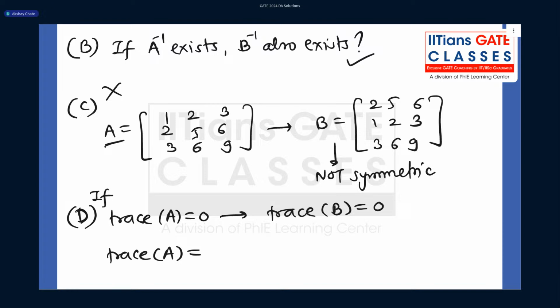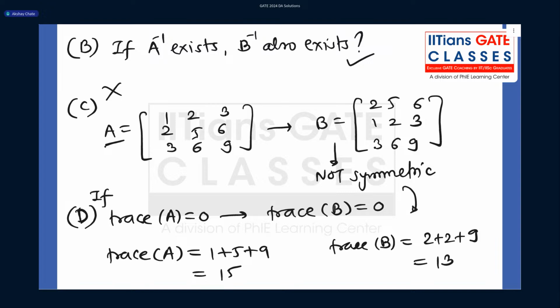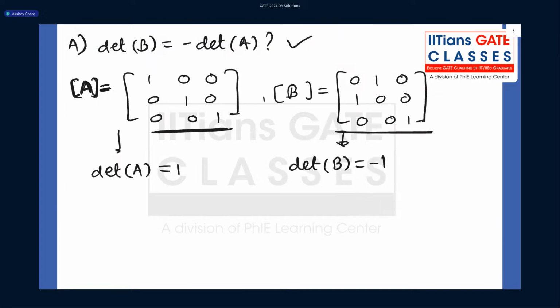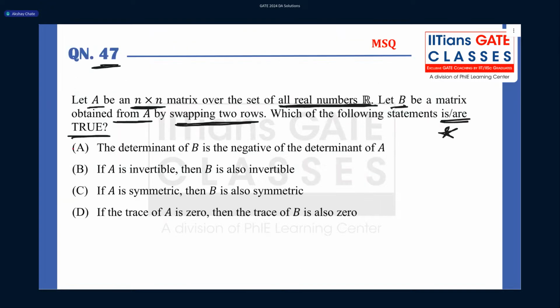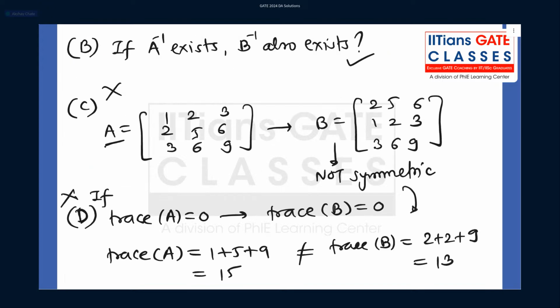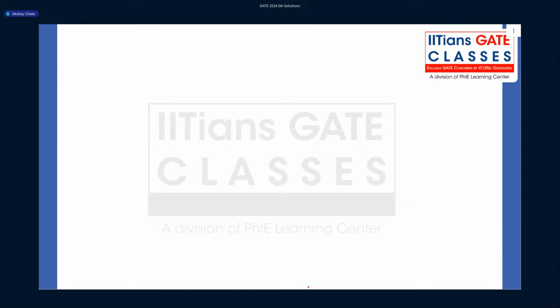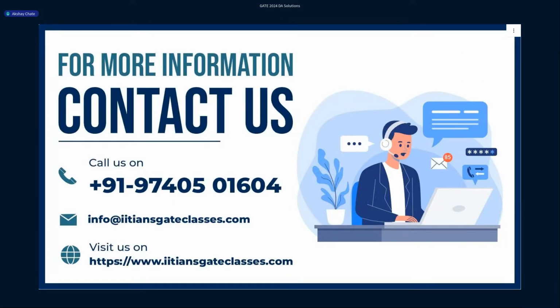It is 1 plus 5 plus 9, that is 15. Whereas what is the trace of matrix B? It is 2 plus 2 plus 9. So that is 13. So they are not equal. So therefore option D is also not correct. So option A and B are correct, C and D are not correct. So that is regarding that. Yeah, I think we are done with the questions.